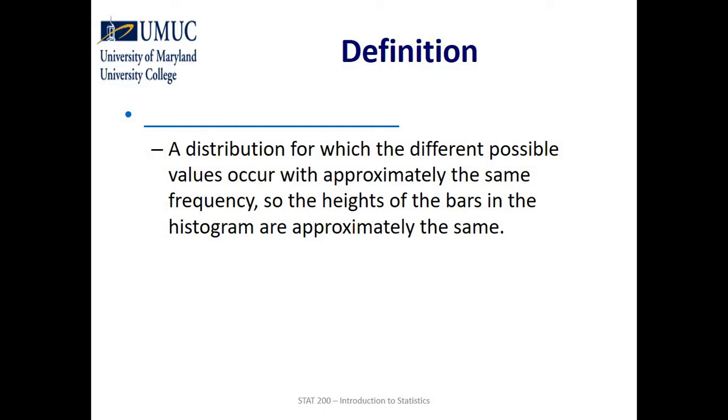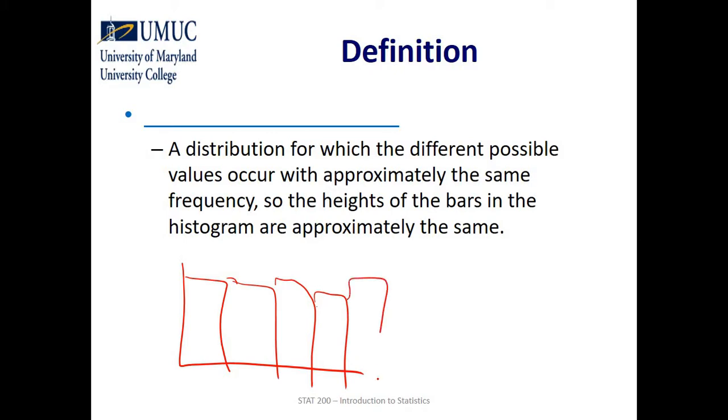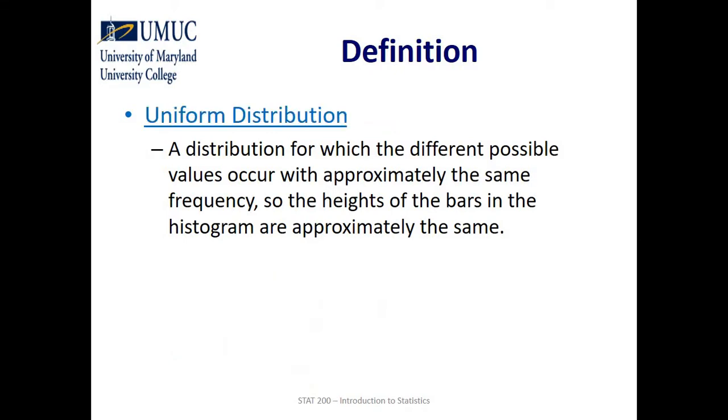Now we're going to talk about a different distribution. This distribution is one for which the different possible values occur with exactly or approximately the same frequency. So the heights of the bars in our histogram are approximately the same. So we're looking at something, if this is a graph, where we have bars that are almost the same size, something like that. Okay, this is a uniform distribution.